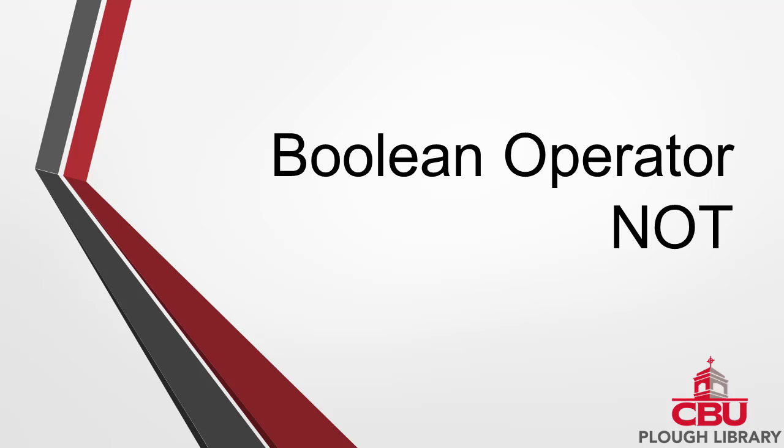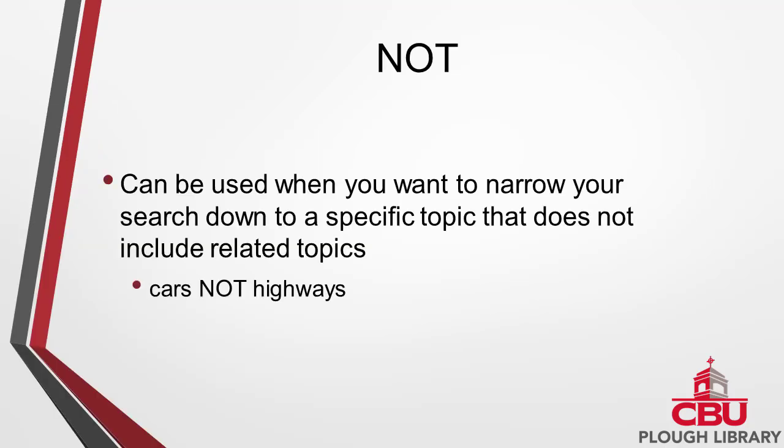Today we'll be showing you how to use the library search box to construct a search using the Boolean operator not. Not can be used when you want to narrow your search down to a specific topic. You can take key terms from your topic or your research question and connect them with not.